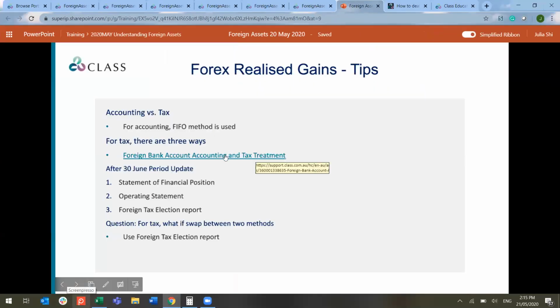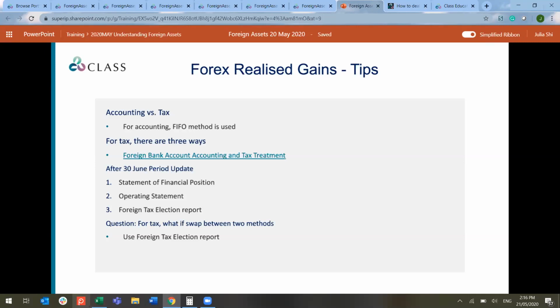The next one is the Forex realized gains. So why do we actually have Forex realized gains? So this is, of course, another IAS 21. So how does Class calculate the realized gain and loss? So to calculate this, the original Australian dollars normally go with the cash in transaction. So this will actually be treated as the cost of that particular foreign currency.